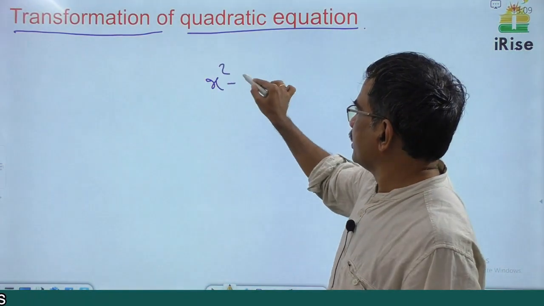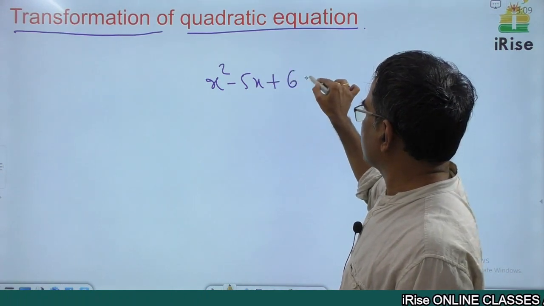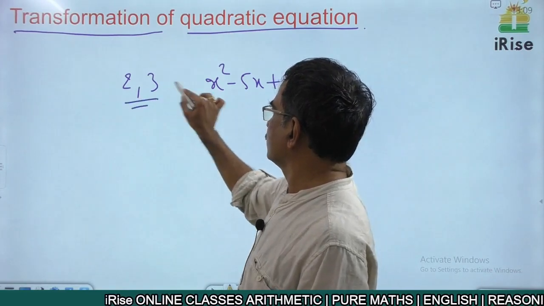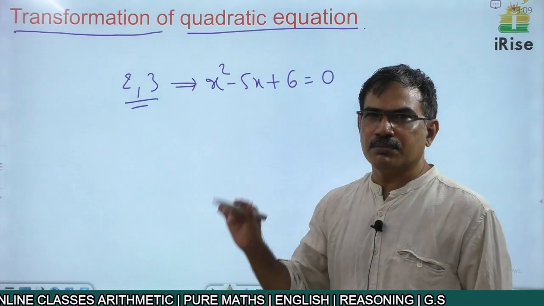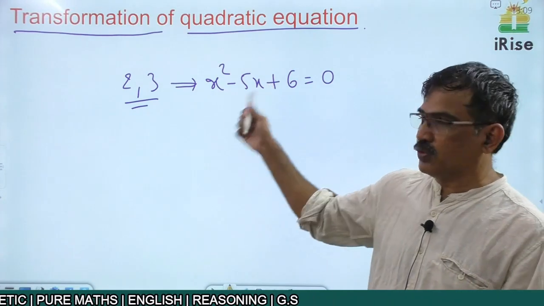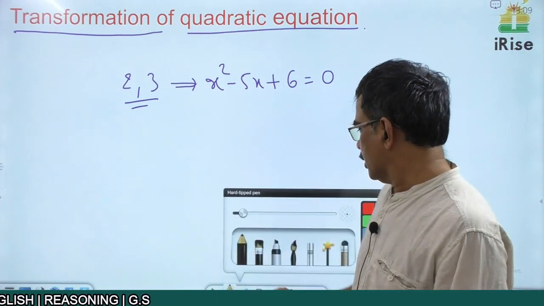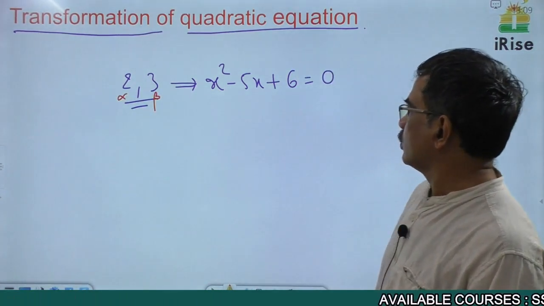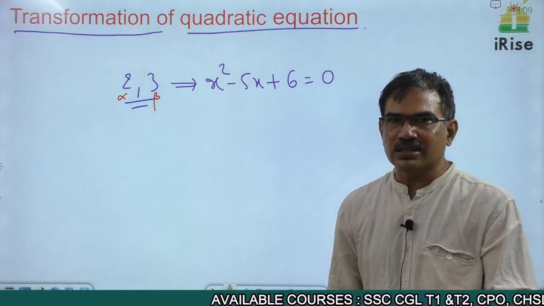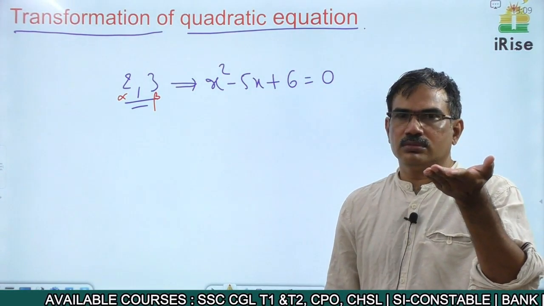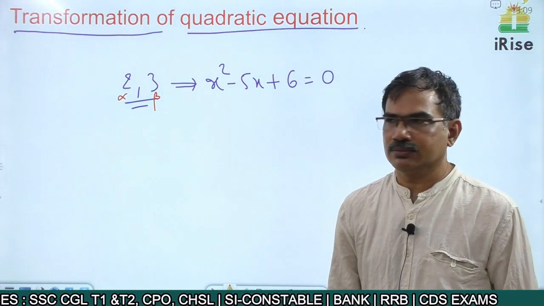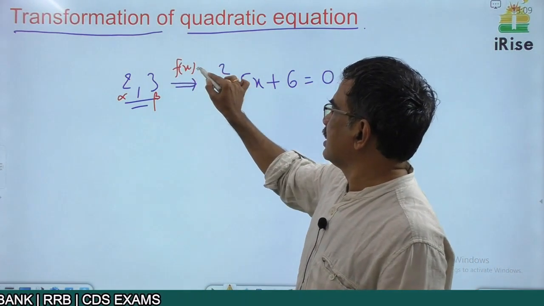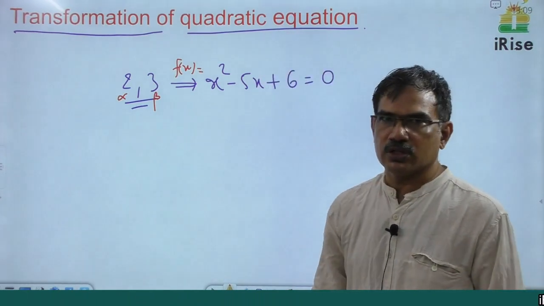Here consider an equation x square minus 5x plus 6 is equal to 0. Already you know 2, 3 are the roots of this equation. Just I have written a basic equation, known equation for all. If this is a quadratic equation, already you know this is alpha, this is beta. 2 roots are known. If each root is increased by 2, then what is the new equation? If each root of this equation, generally f of x, is increased by 2, what is the new equation?